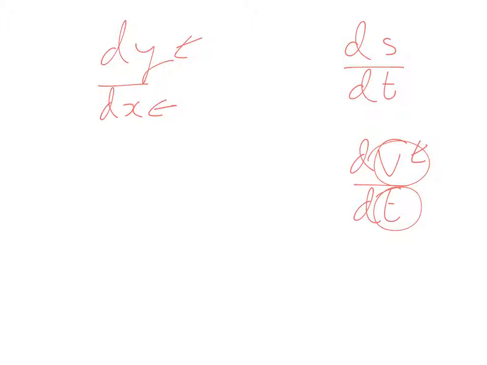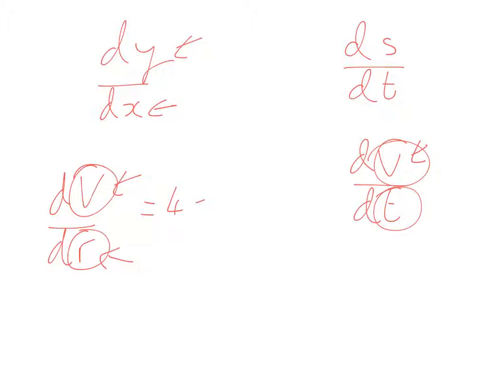In the example, though, they give us dv by dr. So they're talking about, in the example, the volume of a sphere. So how does volume change with respect to the radius? So what that means is, if you change the radius, how does the volume change? And what we find is that dv by dr for a sphere is 4 pi r squared. I'm just looking here at example 12.